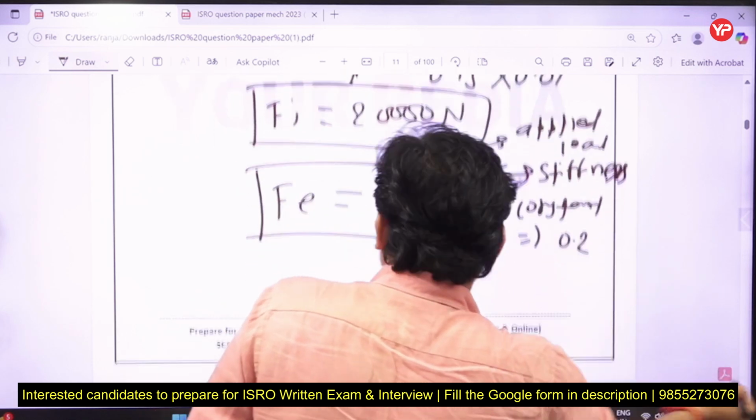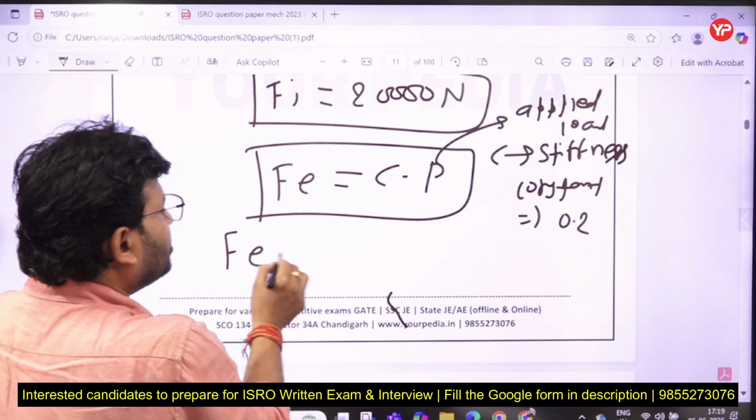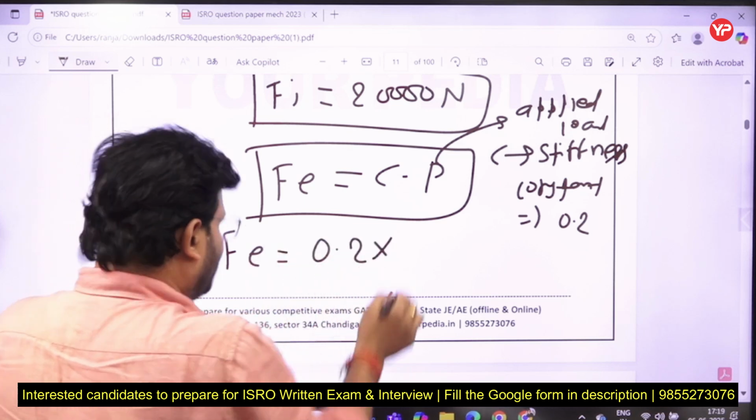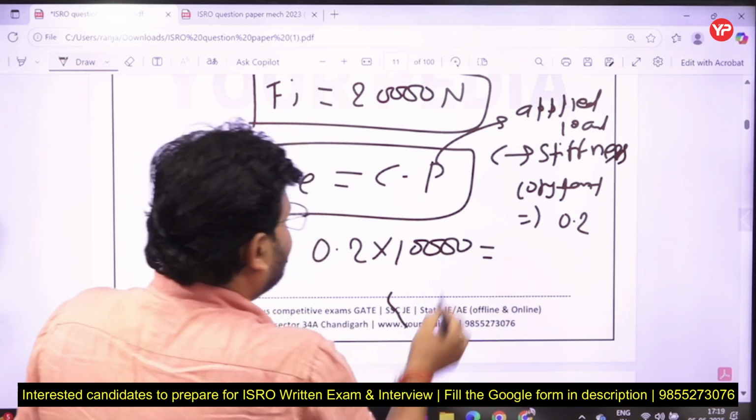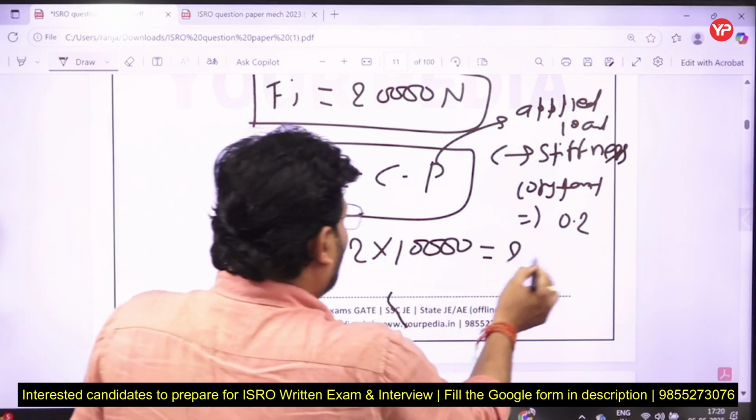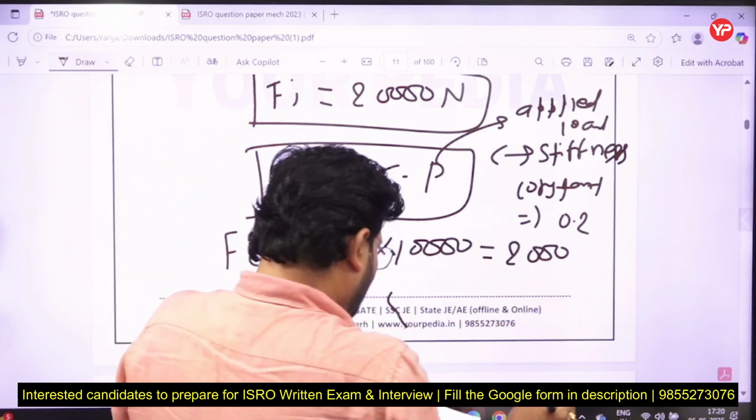So from there we can say, sir, Fe is coming out to be how much, sir? 0.2, and applied load is given 10,000. Yes sir. So by that you are getting how much? 2,000 Newton is coming out to be.